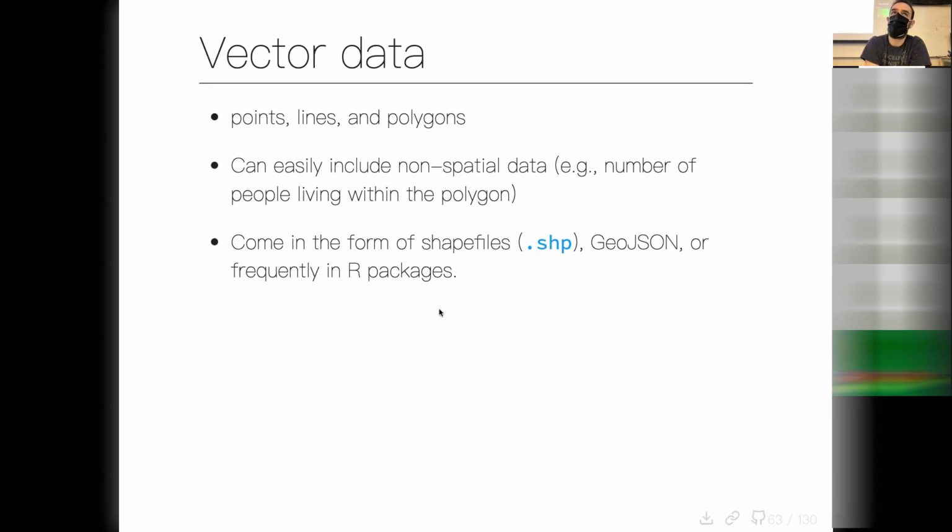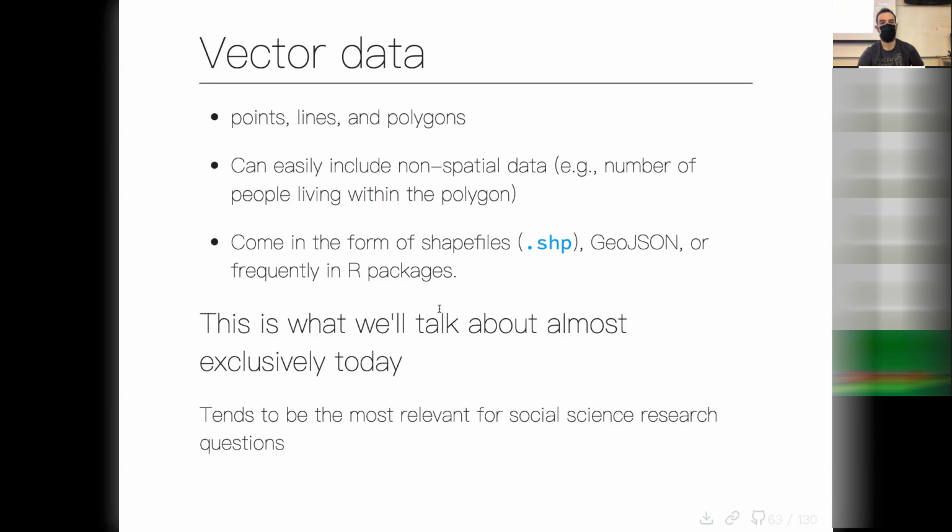They can come in shape files usually, which are .shp. GeoJSON is another one. I haven't used that one much, but I know it is out there. And very frequently, you can also just get shape files directly through R from different R packages. They will either just download the data for you, or if they're small enough, it might just ship with the actual package itself.